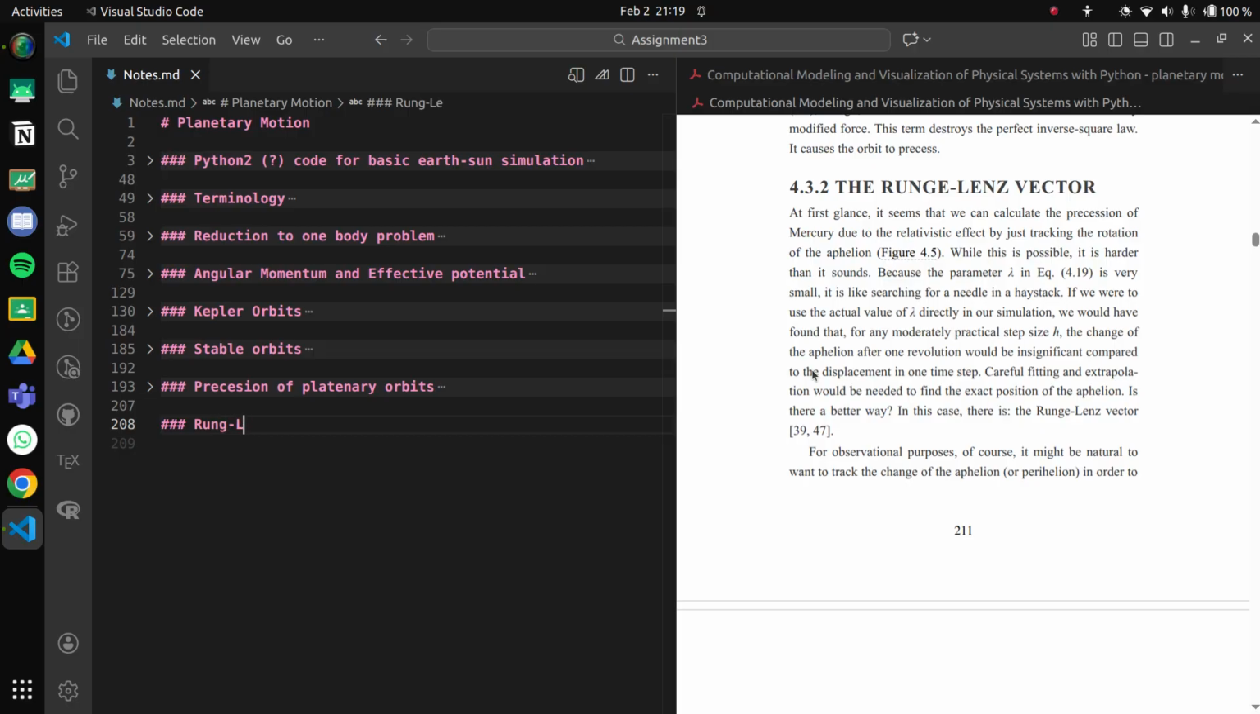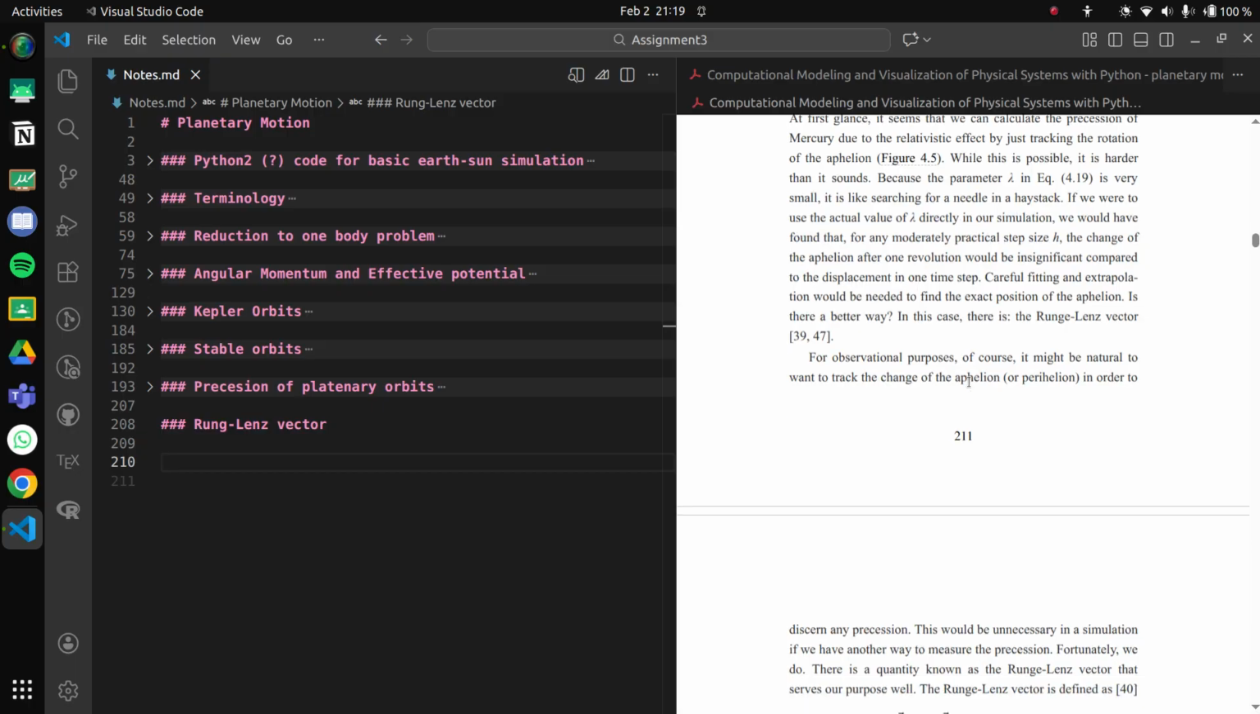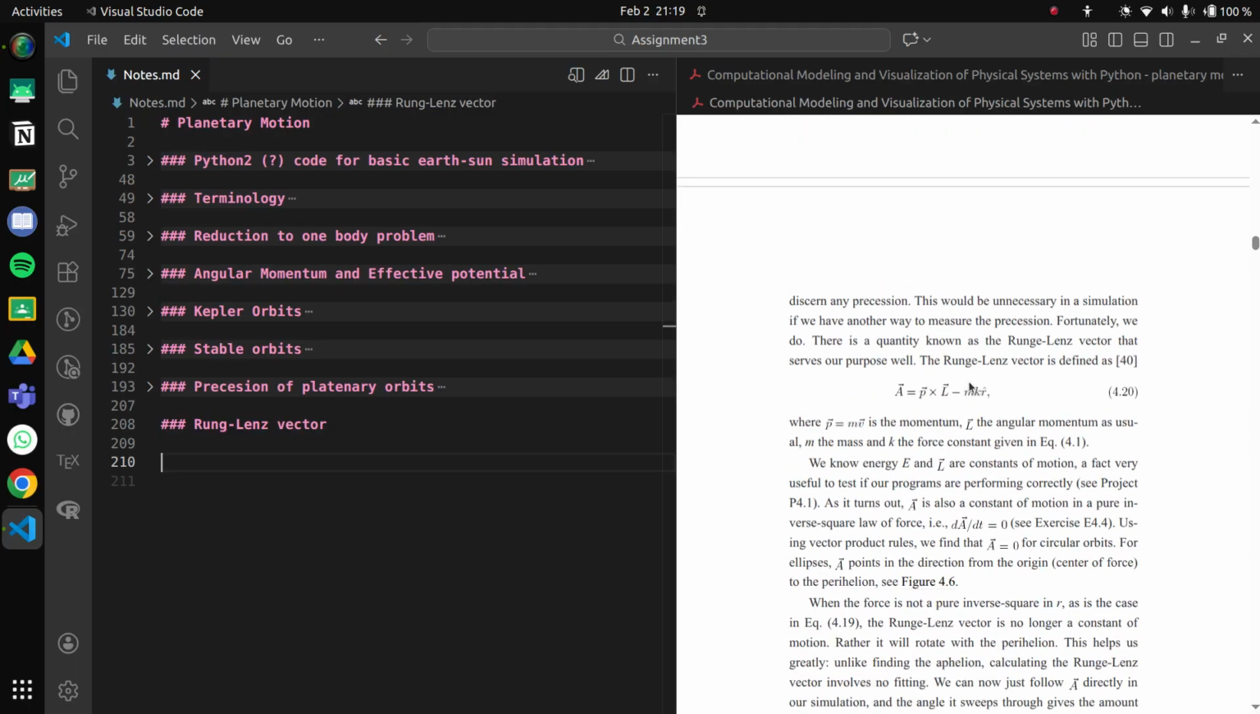The Runge-Lenz vector is actually a very simple concept. Just like the angular momentum and the energy are constant for our equations, there's another quantity which is kind of constant when there's inverse square law, and that's called the Runge-Lenz vector. We define it as this quantity. It's just vector p crossed with vector L, where L is the angular momentum.